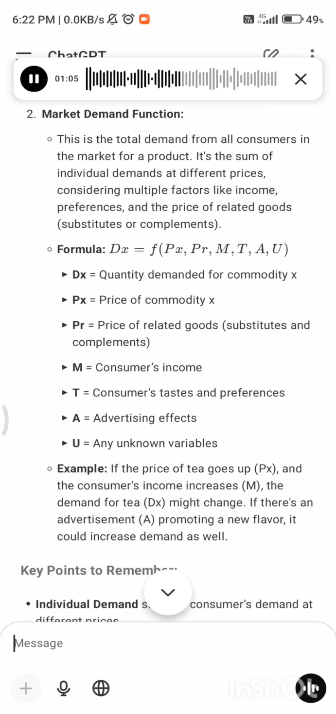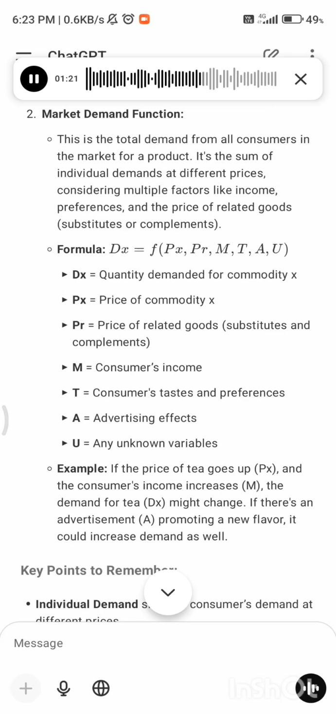Dx equals quantity demanded for commodity x. Px equals price of commodity x. Pr is the price of related goods, substitutes and complements. M equals consumer's income. T equals consumers' tastes and preferences. A equals advertising effects. U, any unknown variables.